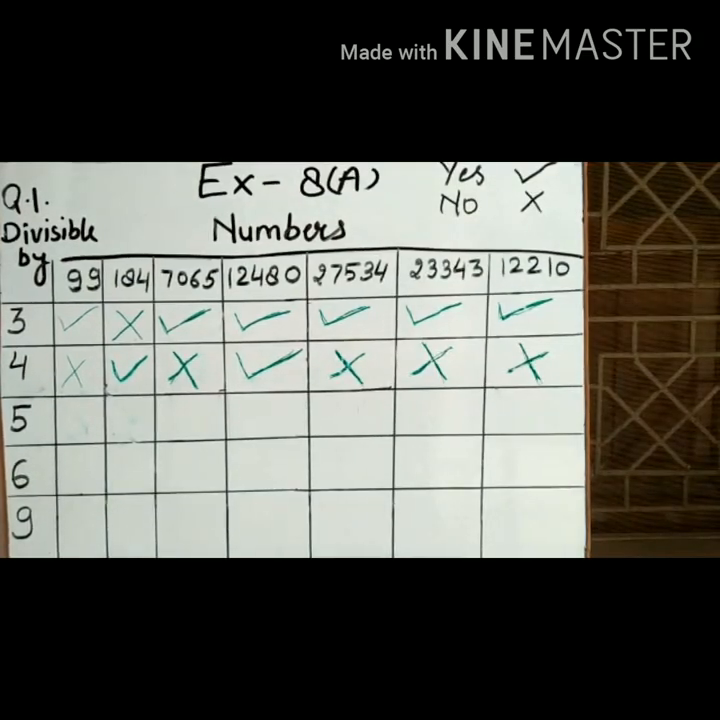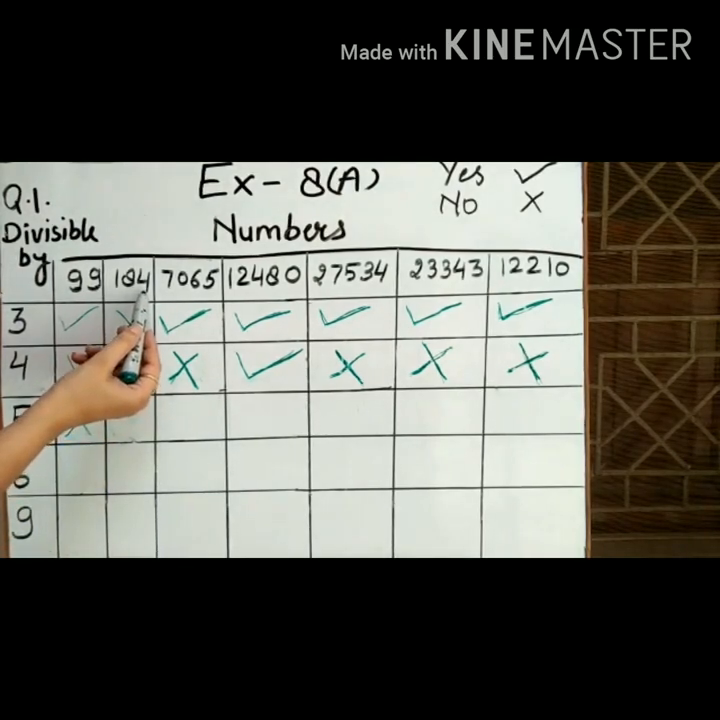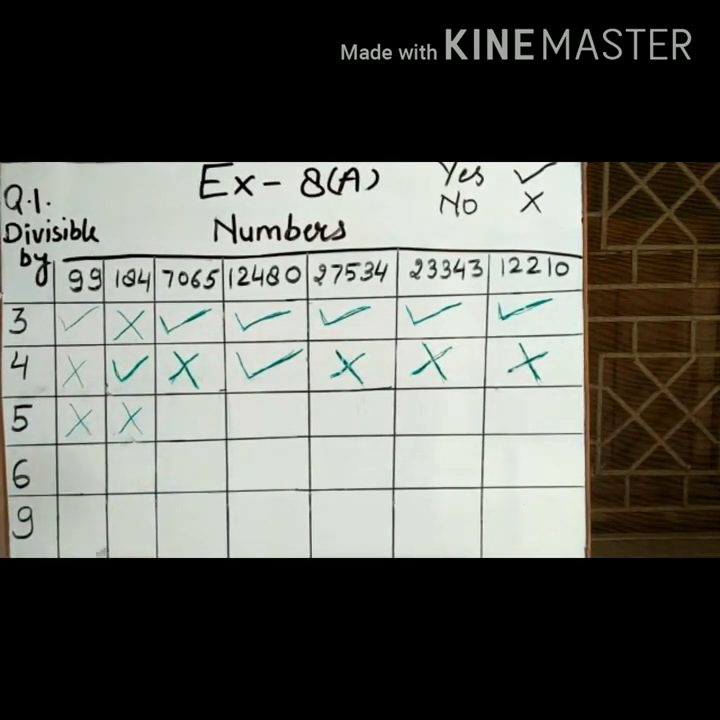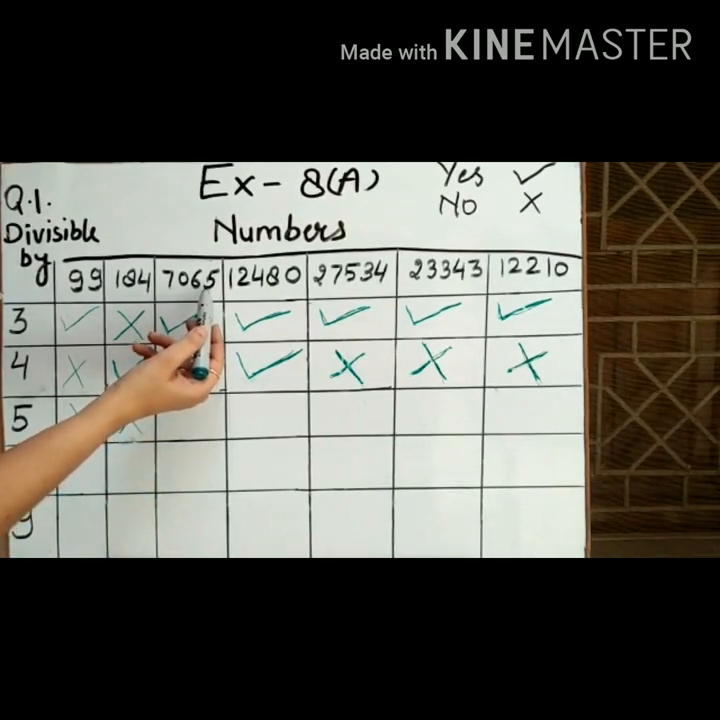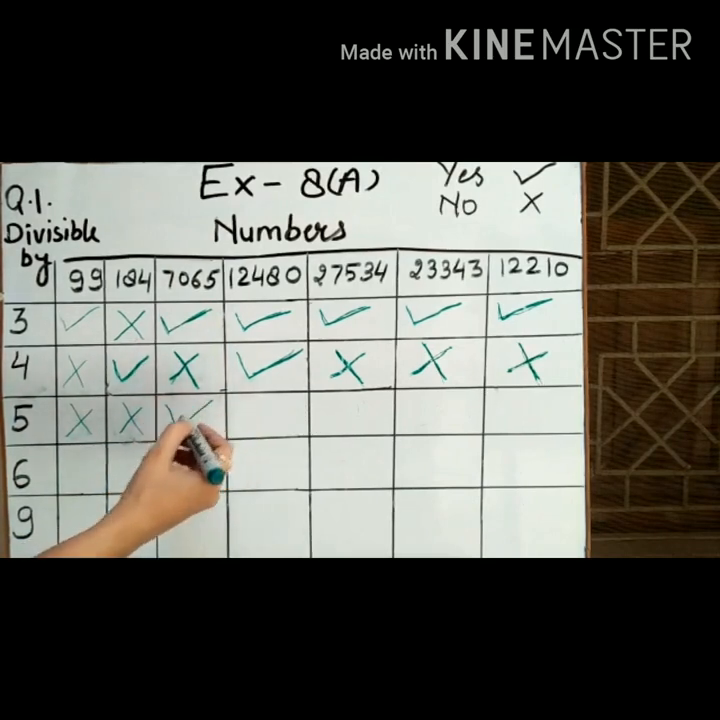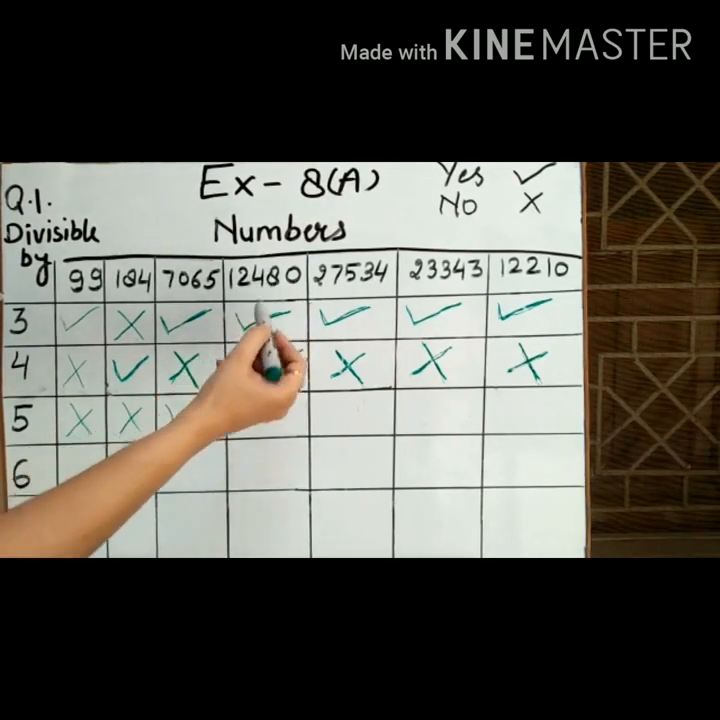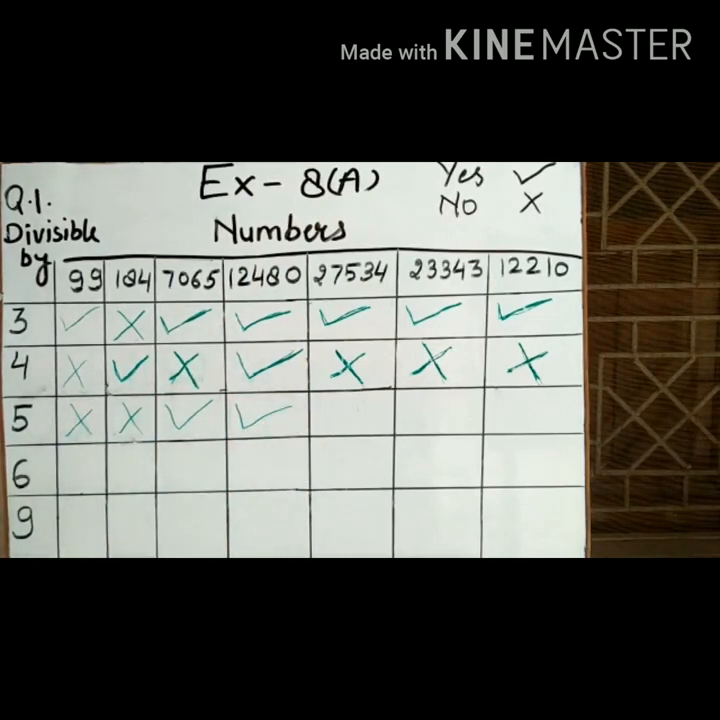The next is 5. The rule of 5 is if the digit at the unit place is either 0 or 5. Let's check. Here in 99, the digit at the unit place is 9. That's why it is not divisible by 5. Here, the digit at the unit place is 4. It is also not divisible by 5. And this number, the digit at the unit place is 5. Yes, it is divisible by 5. Here, 0 is there. That's why this number is also divisible by 5.